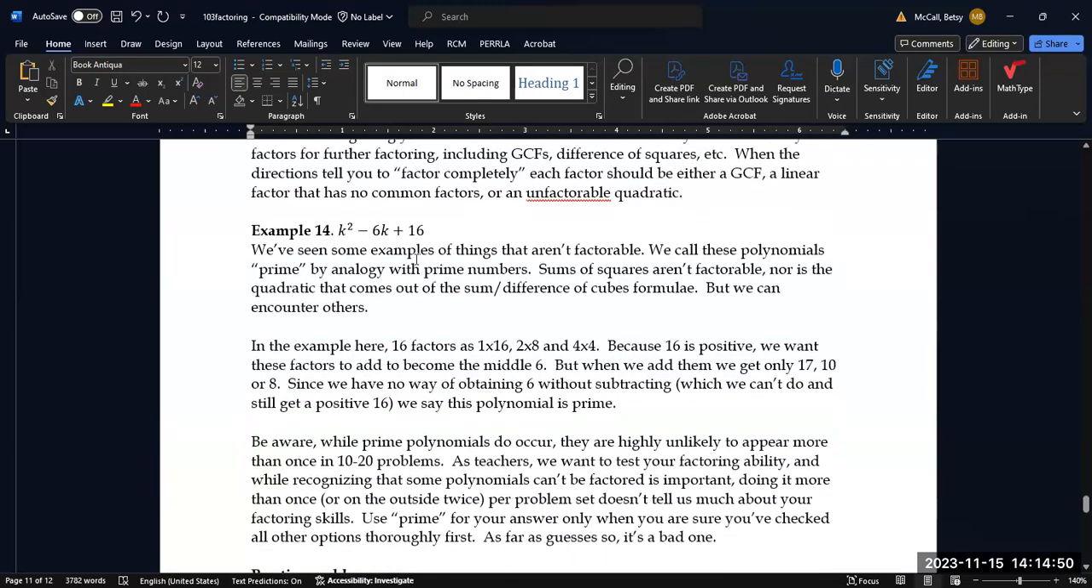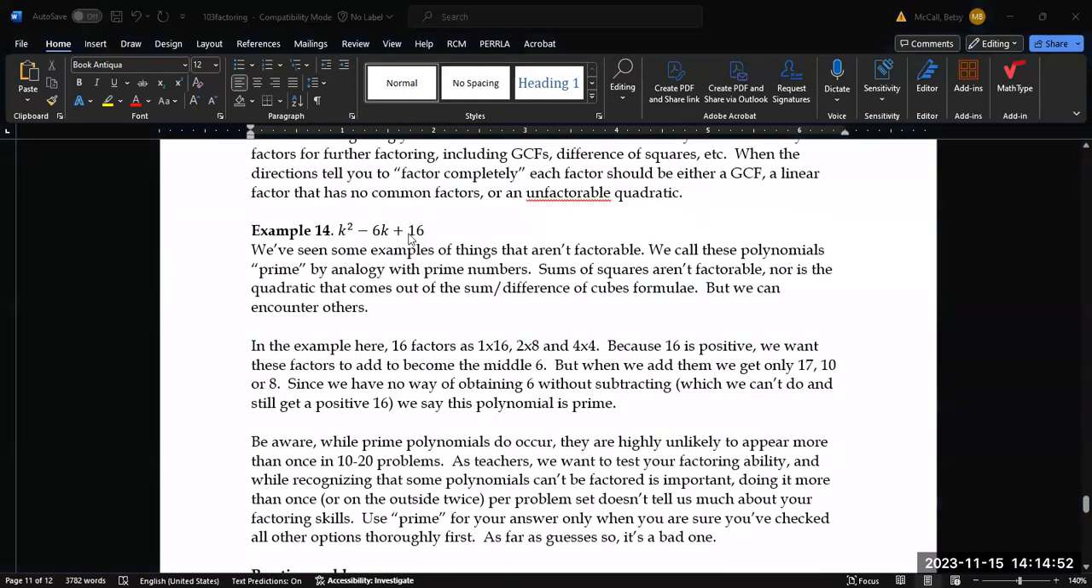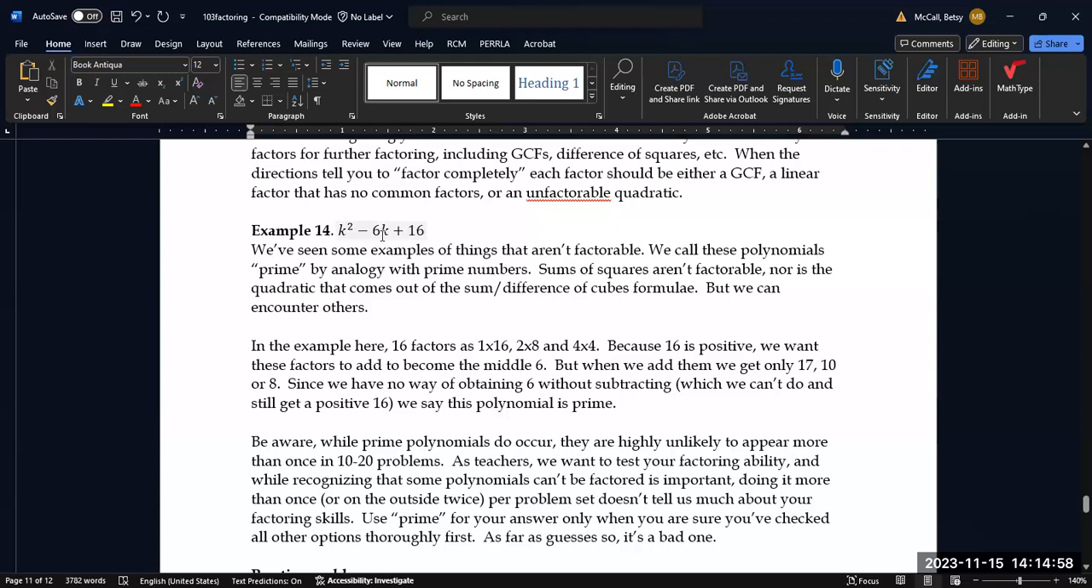So for an example like this, this is a leading one, and so we just need factors of 16, and we want to see if we can find any that have a sum of 6. Well, there's 1 and 16, that's 17. 2 and 8 gives me 10. 4 and 4 gives me 8. There are no factors of 16 which are going to add to 6. And so we can say that this is not factorable.